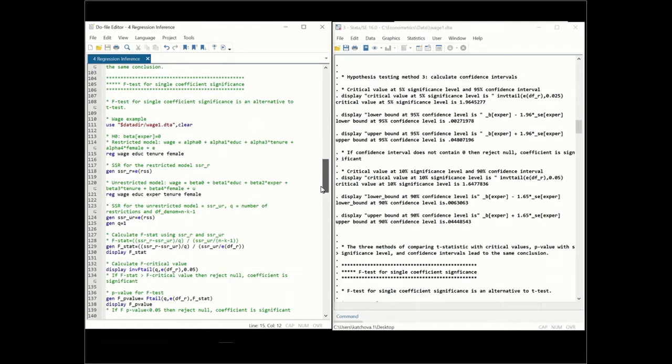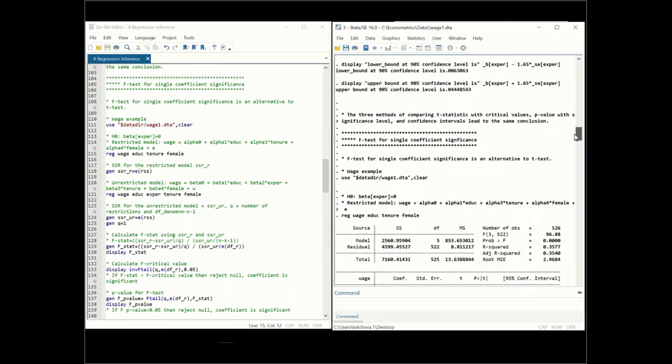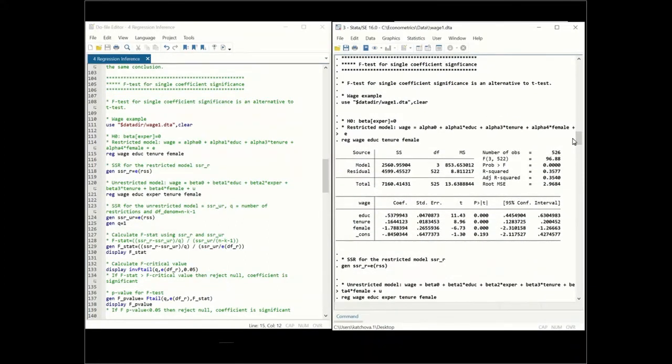So now let's start doing F-tests. So the first F-test that we will do is for a single coefficient significance. So this is an alternative to a t-test, and it's done here just for completeness. But usually, if we have a single coefficient to test, we always use the t-test. We don't use the F-test.